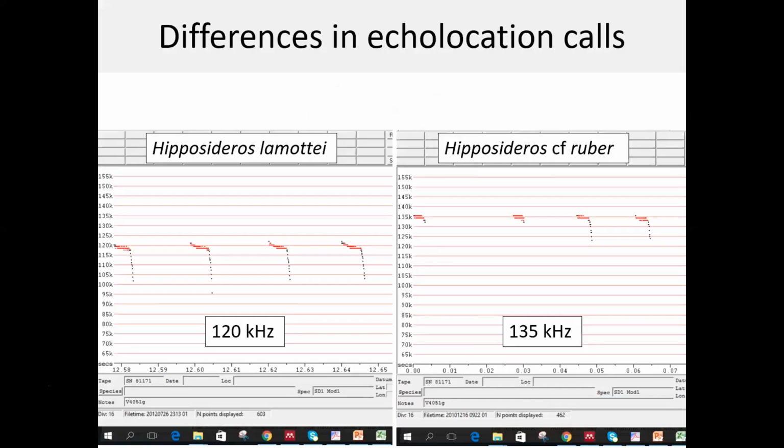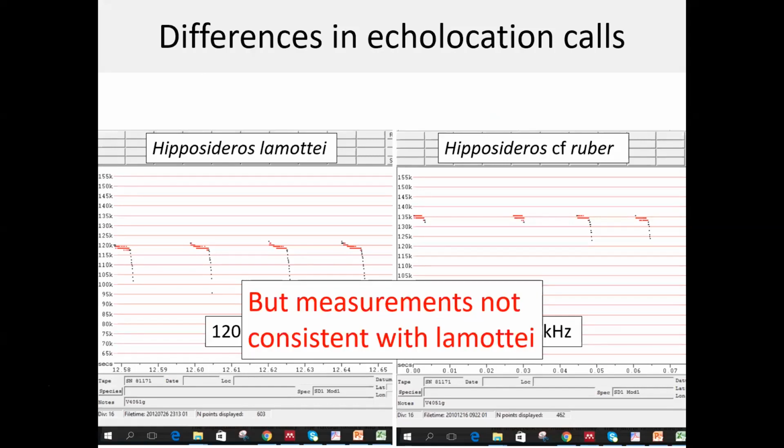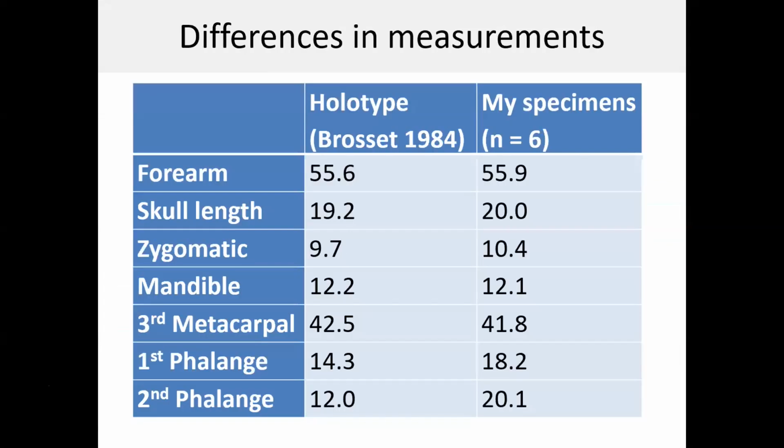If you look at the echolocation call of lamoti, it's distinct, calls at about 118 kilohertz, very distinct from any of the other Hipposideros calling in that region. For example, the common Hipposideros CF ruber calls at about 135 kilohertz. But the problem here is that the measurements of lamoti that we got were not consistent with lamoti.